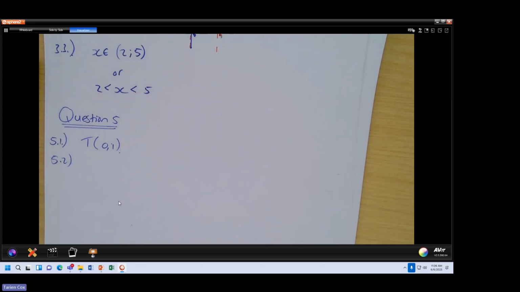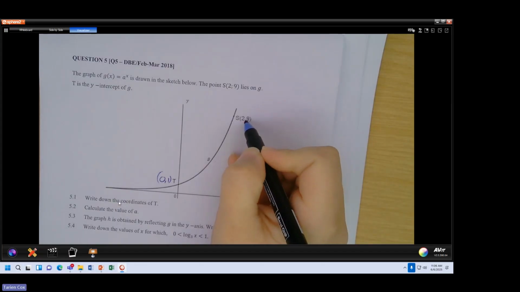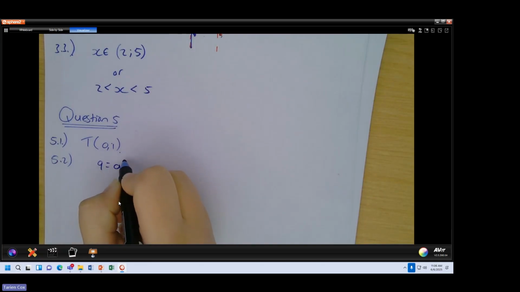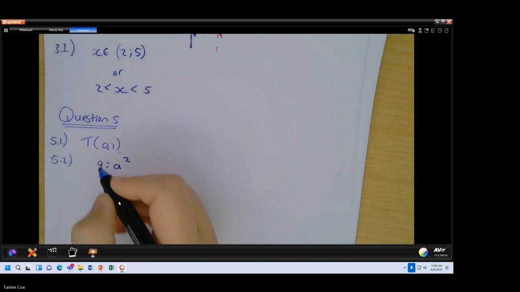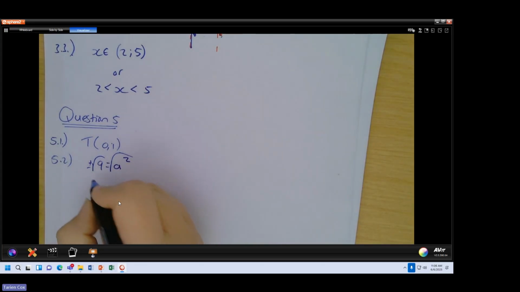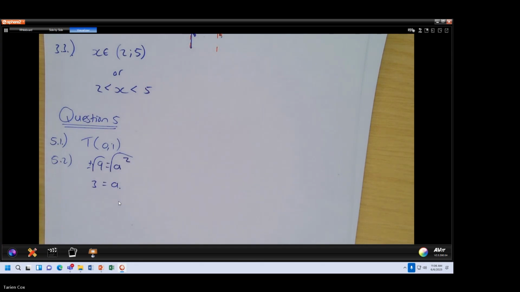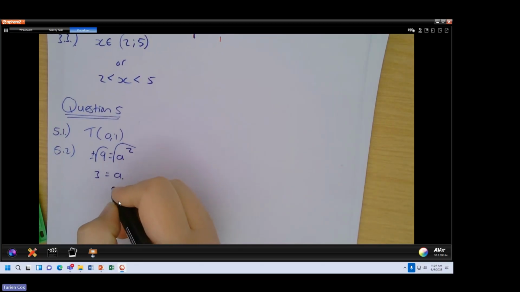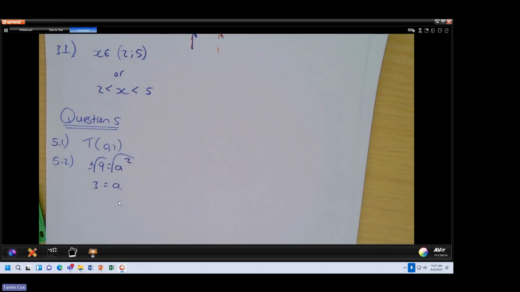5.2, the question is asking for the value of a, but you can use the other point that was given to you to substitute into the equation. So 9 is equal to a to the power of 2, which means that you square root, but you've got plus minus square root. But why will I only use the positive 3? Because it has to be a positive function that's above. So it will only be the positive 3 that I'm going to use. So a would be 3.